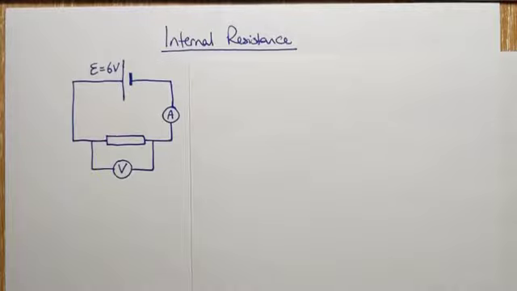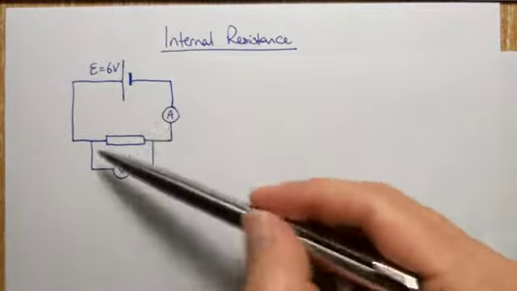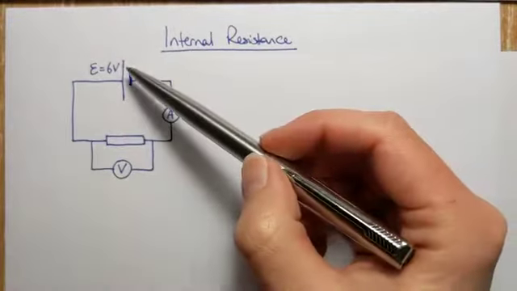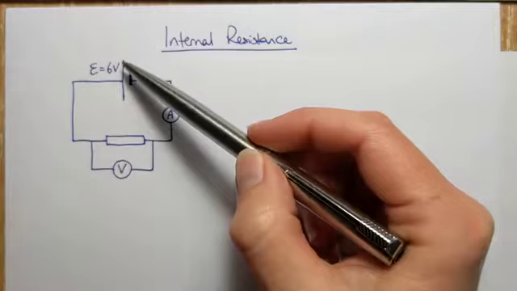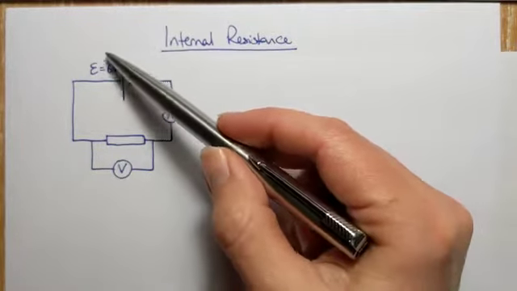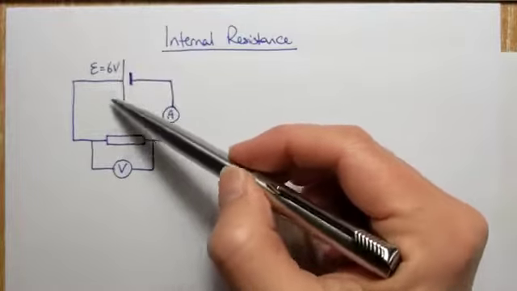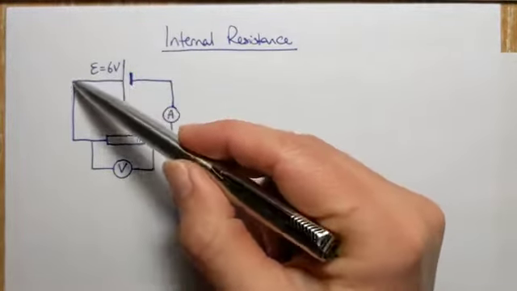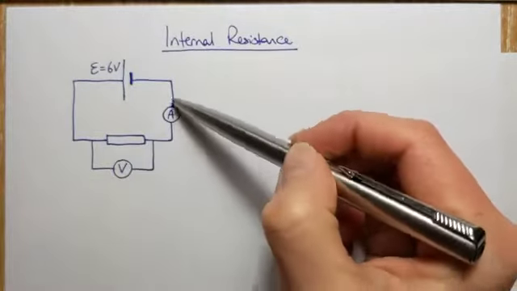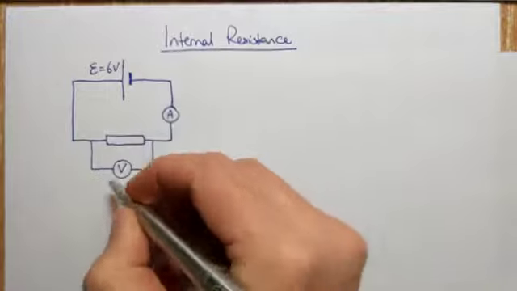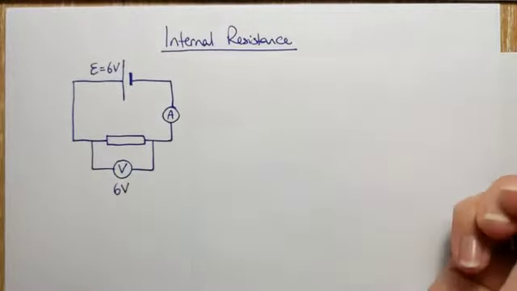So we need to remind ourselves about Kirchhoff's second law first today. In this circuit, for example, Kirchhoff's second law tells us that the sum of the EMFs has to equal the sum of the PDs in a closed loop. Here we've only got one source of EMF, so the sum of the EMFs is just going to be 6 volts. And that has to equal the sum of the PDs round our closed loop. So that means that the PD across the resistor also has to be 6 volts.